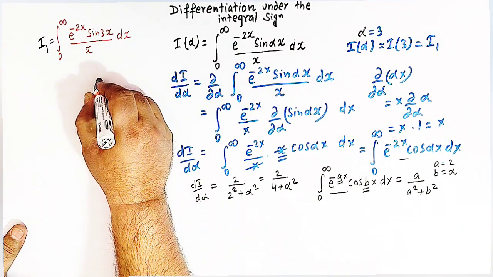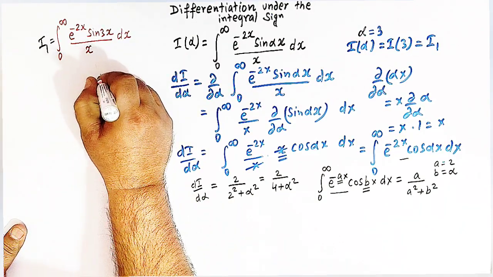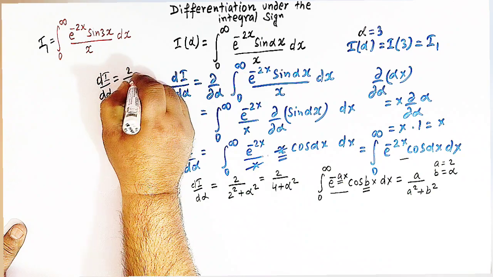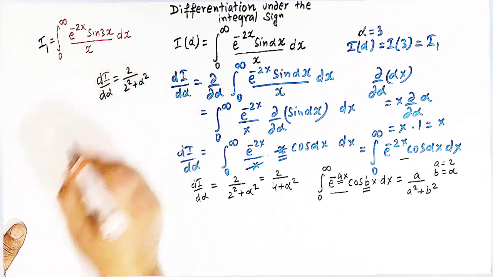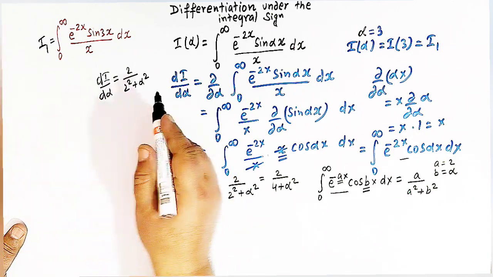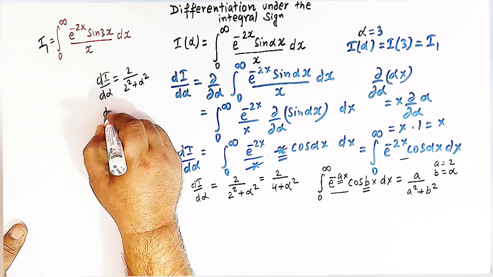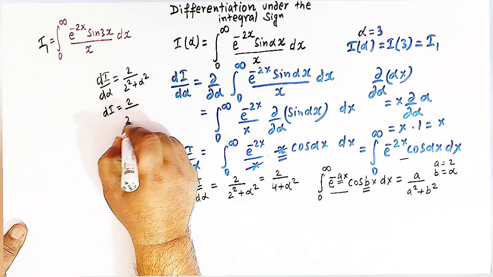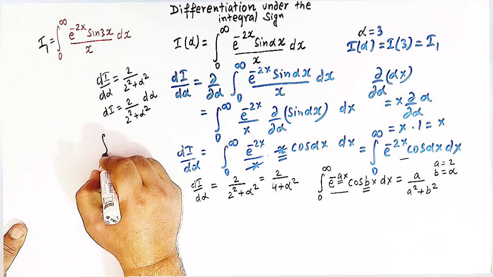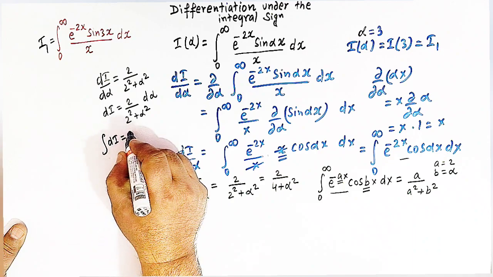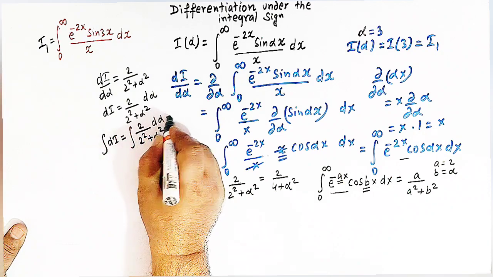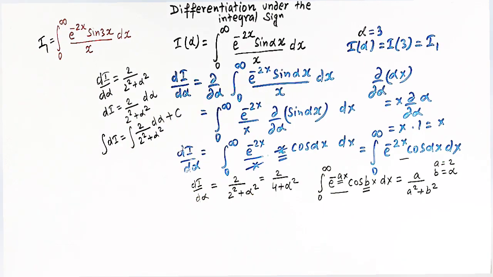So now we have created a differential equation that is di over d alpha is equal to 2 over 2 square plus alpha square. So let us solve this differential equation by using the concept of separation of variables. So here we can now write di, and we have 2 over 2 square plus alpha square d alpha. Now integrating both sides, we have integral of di, and here we have 2 over 2 square plus alpha square d alpha, and let us take the constant of integration as c.